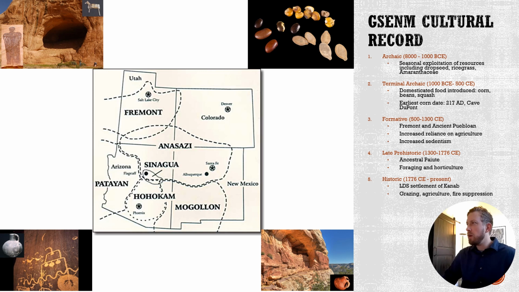For the cultural record, the monument is characterized by archaic through historic records. The archaic was characterized by seasonal exploitation of resources. The terminal archaic was characterized by the introduction of domesticated plants for food. The formative is characterized by an increased reliance on agriculture and increased sedentism. The late prehistoric characterized by foraging and horticulture by the ancestral Paiute. And then historically, we have the Latter-day Saint settlement of Kanab with the introduction of grazing, agriculture, and fire suppression.